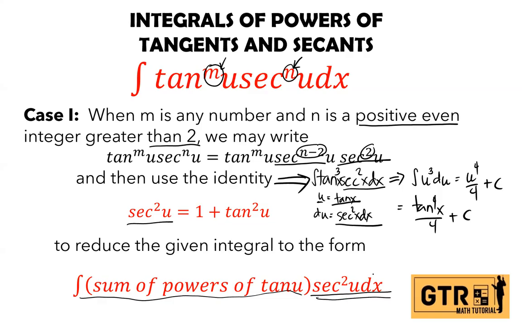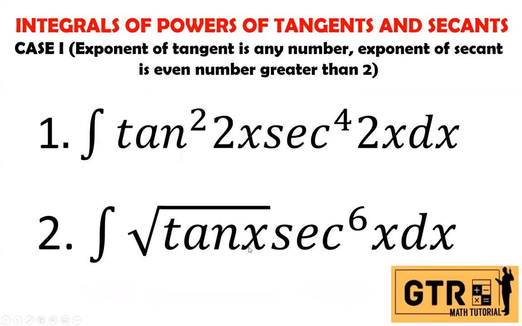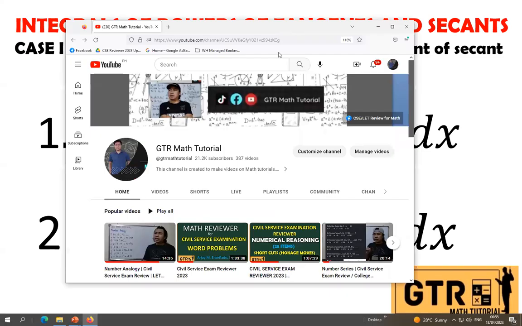Before we start the discussion, I have two examples here. Integrals of powers of tangents and secants, case 1: the exponent of tangent is any number, and the exponent of secant is an even number greater than 2. Before I discuss that, try to screenshot first and try to answer on your own before watching my solution.